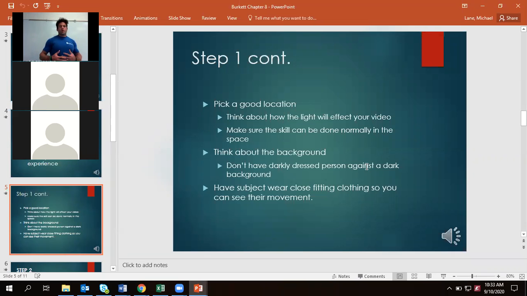Now, you don't want to go wearing a super baggy pair of pants, or a super loose fitting t-shirt or a sweatshirt, because we're not going to be able to really see those slighter deviations in the bend of the elbow, the movement of the shoulder, because they're just going to be lost inside of the clothing.